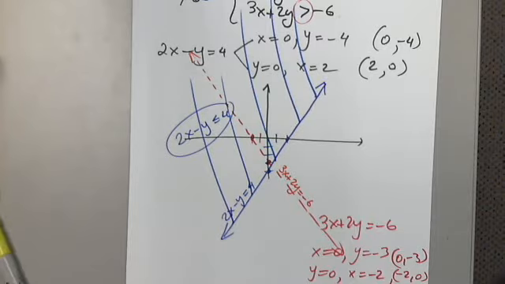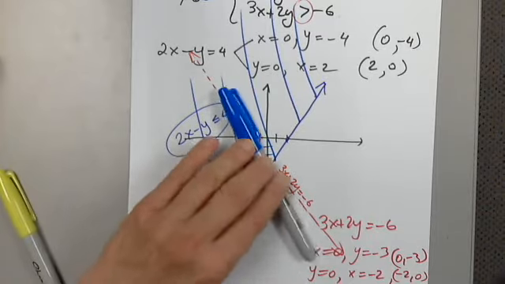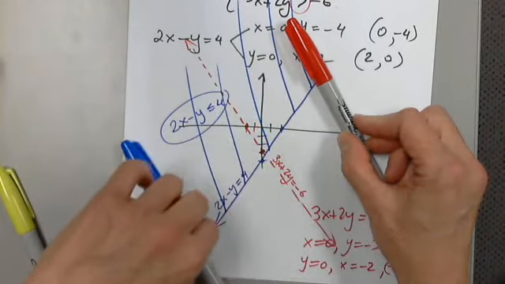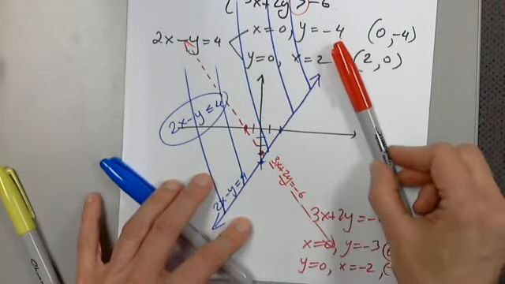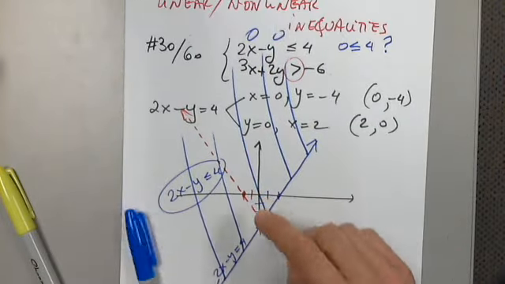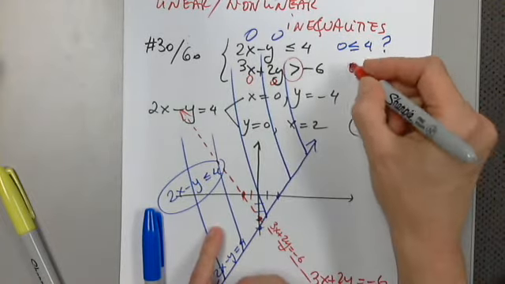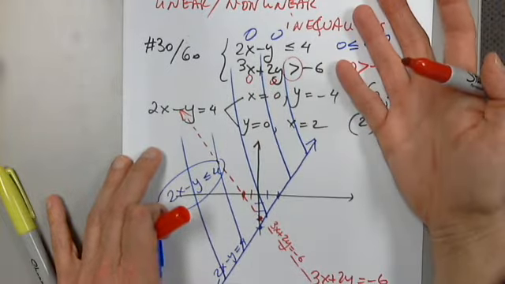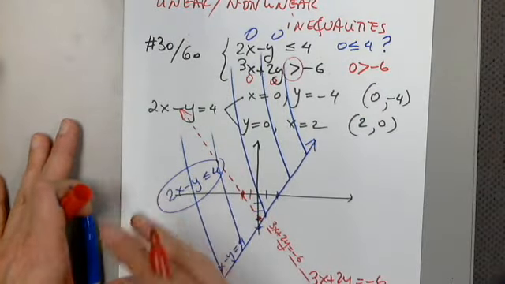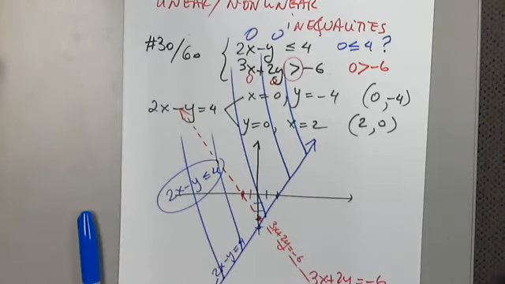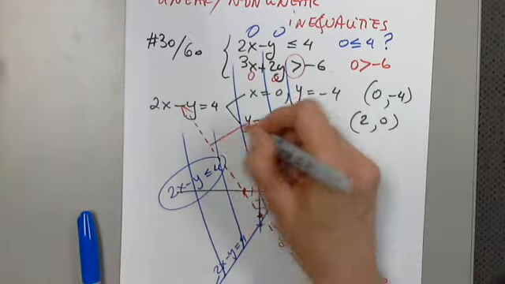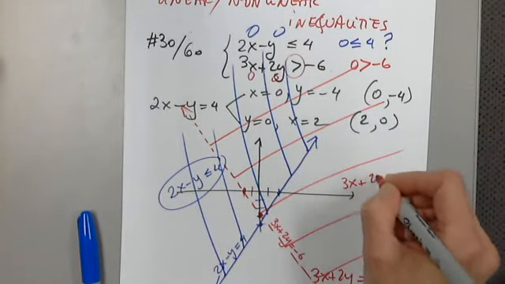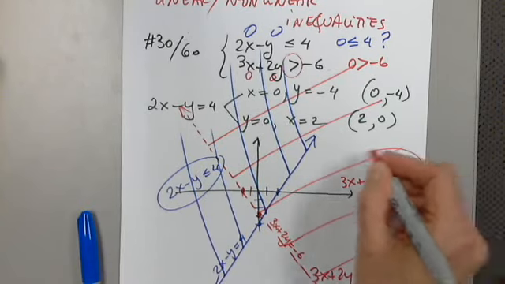I hope you agree with the following statement. This line divides the plane into two regions, the one above and the one below. I'm checking the one above using 0, 0. Is 0 greater than negative 6? If you say yes, then I will shade in this area. If you say no, I will shade in the opposite. 0 is greater than negative 6, so I will shade in 3x plus 2y greater than negative 6.